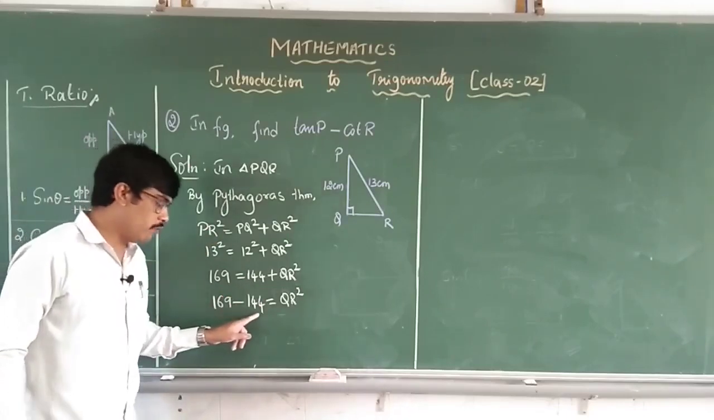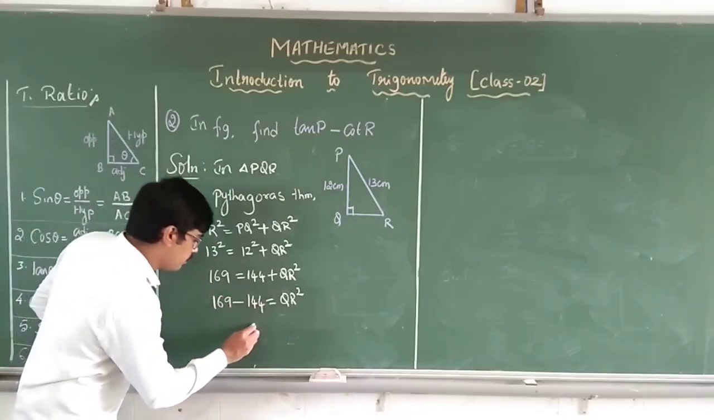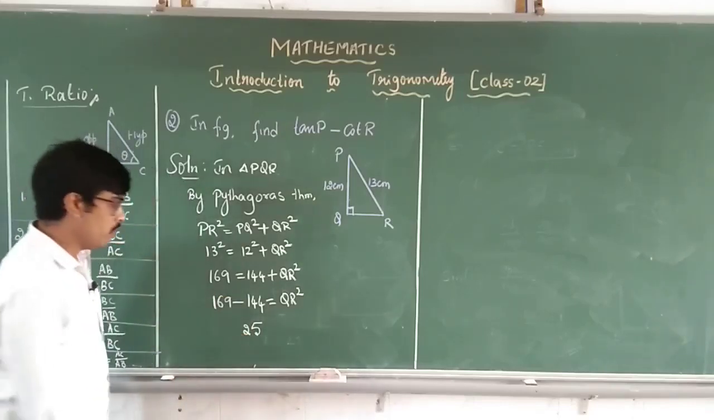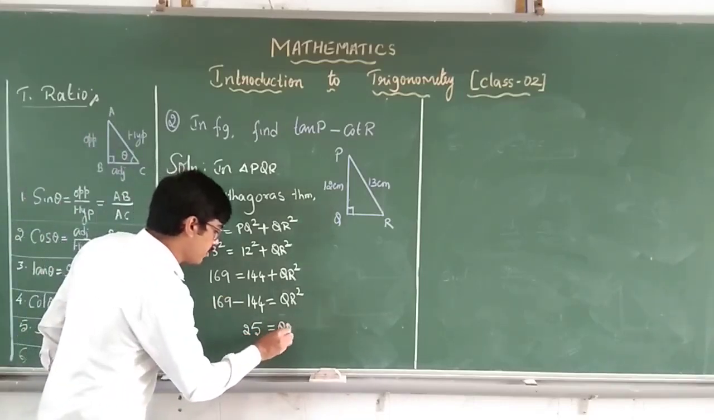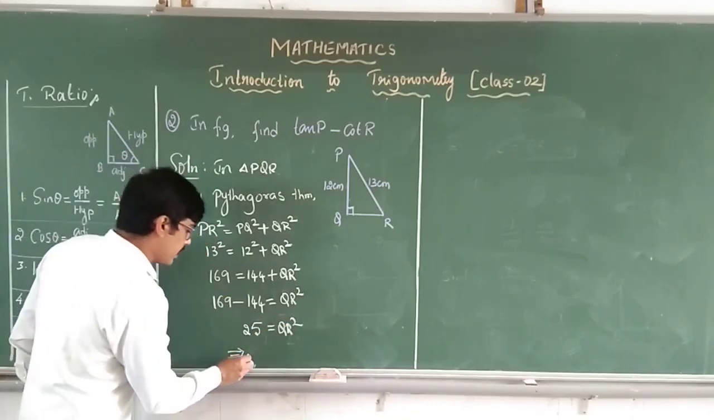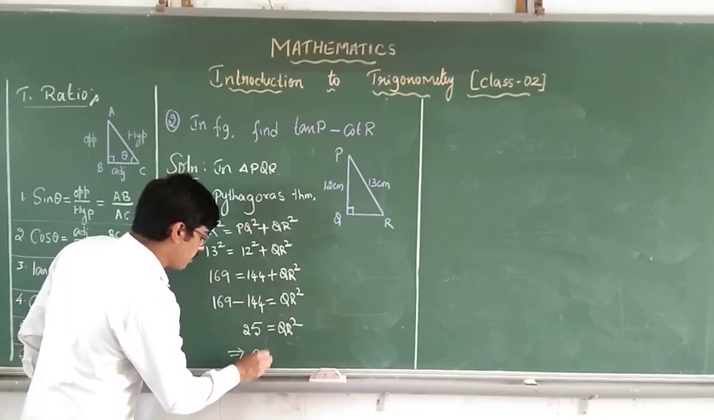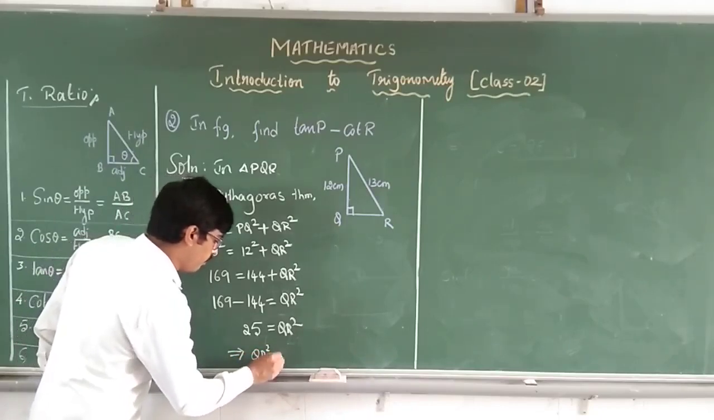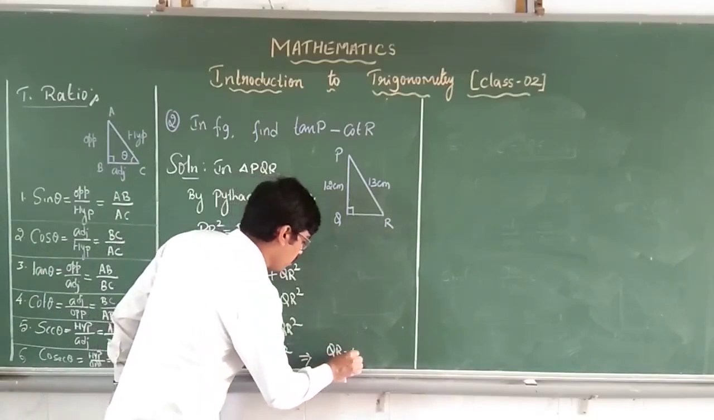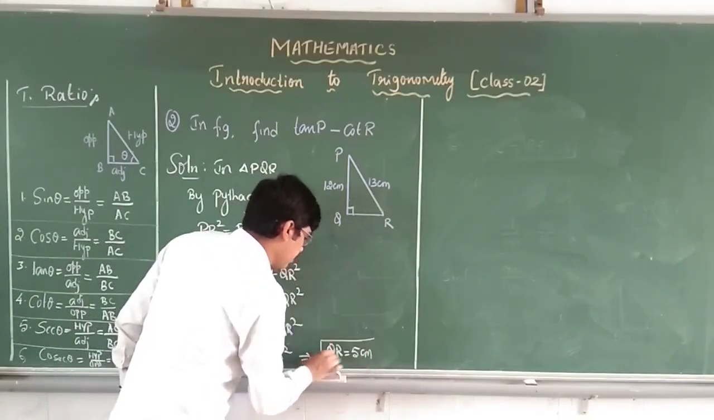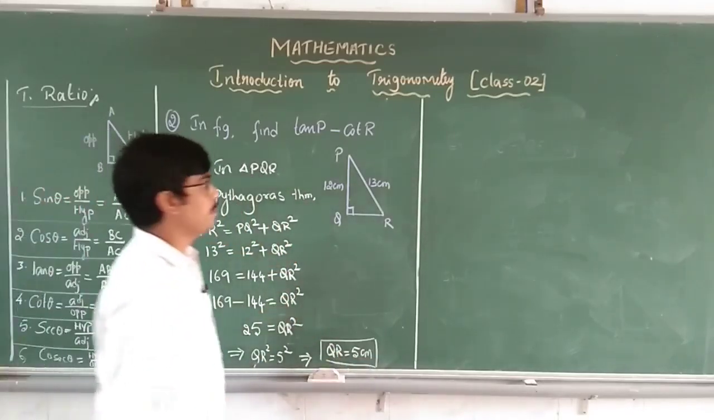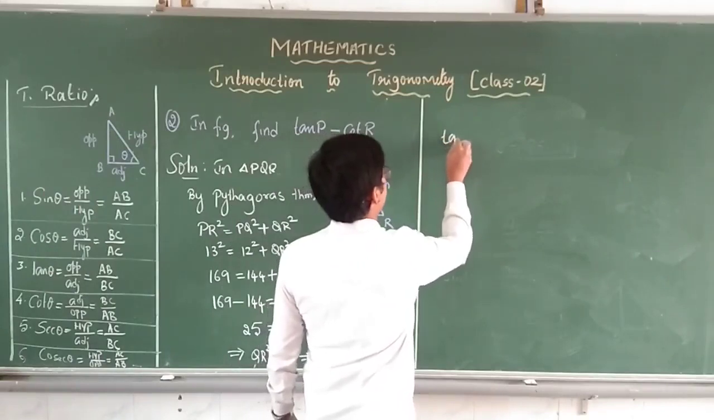Now the difference of these two: 9 minus 4 is 5, 6 minus 4 is 2, 1 minus 1 is 0, that means QR square is 25. This implies 25 is the square of 5, so that can be written as QR square is equal to 5 square. This implies QR is equal to 5 centimeter. Now define tan P.